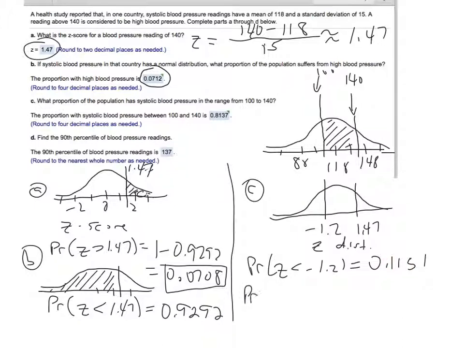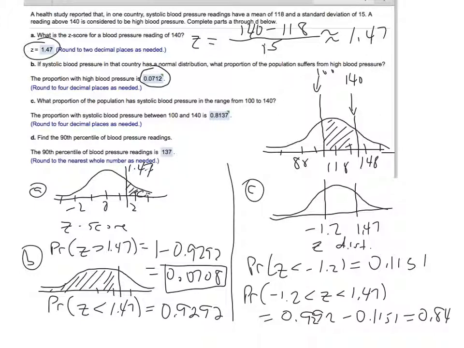So the probability that z is between negative 1.2 and 1.47 is just 0.9292. That's how much area there is to the left of 1.47, and then subtract the amount of area that's to the left of negative 1.2, and that gives me 0.8141. So again, that's a perfectly acceptable answer.